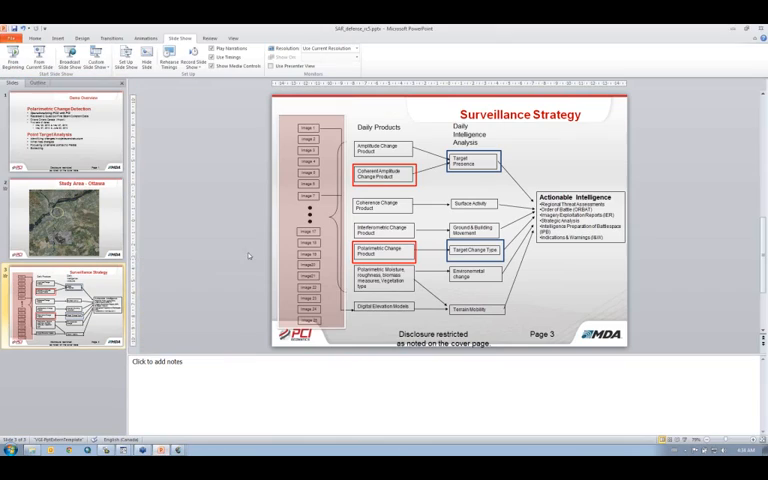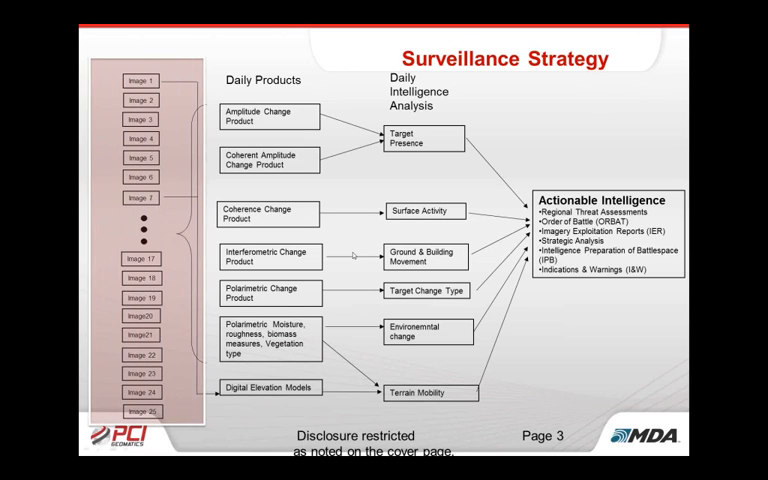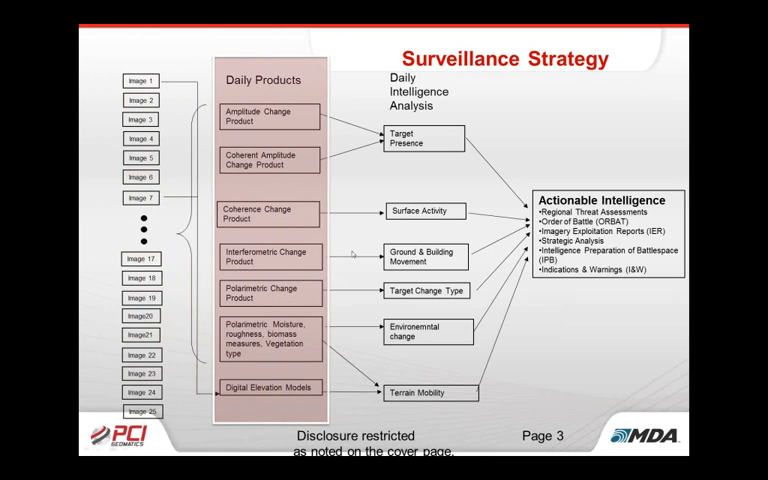So I can go back to my slide very quickly. I'm just going to show you the next step. What we want to do is take this raw data and produce some daily products from it. At this point in this presentation, we're going to be showing you production of coherent amplitude change products as well as polarimetric change products. And these two different types of change analysis tell us two different things.